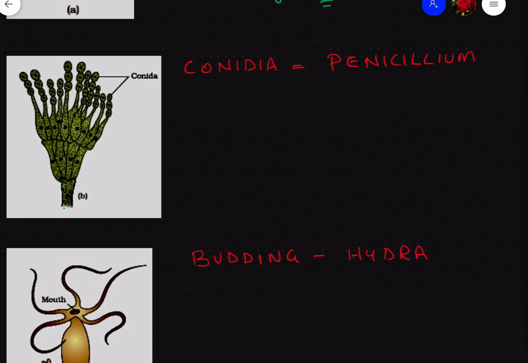Conidia are the asexual reproductive structures produced in Penicillium, a type of fungi. If you look at Penicillium under a microscope, you can see that it has a brush-like structure. Penicillium, the fungus, has aerial hyphae. Suppose this is the substratum on which the fungus is growing. All of a sudden, some hyphae will grow in an upward direction. This is called aerial hyphae.